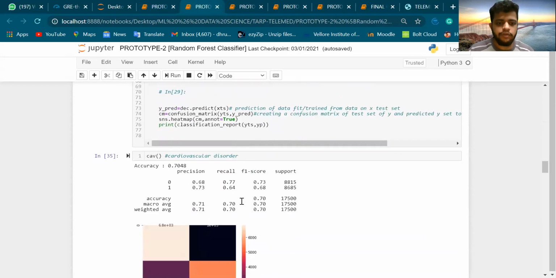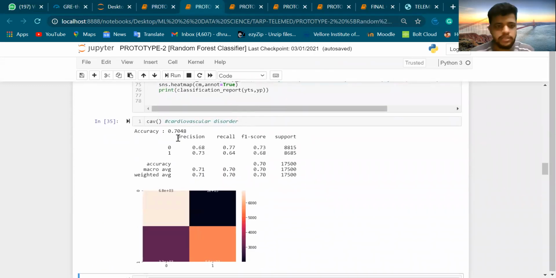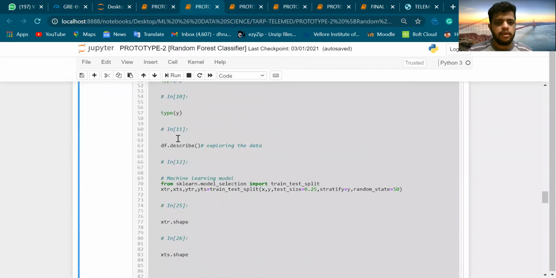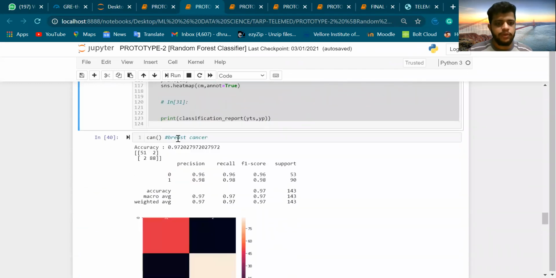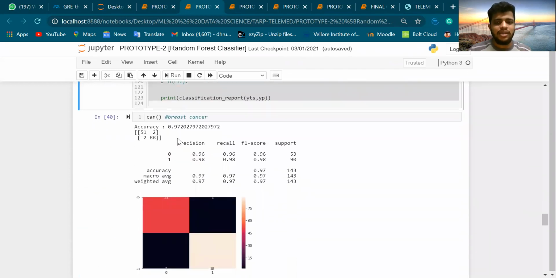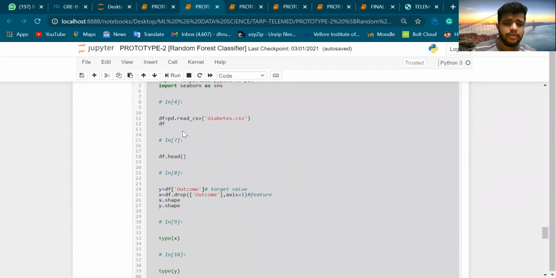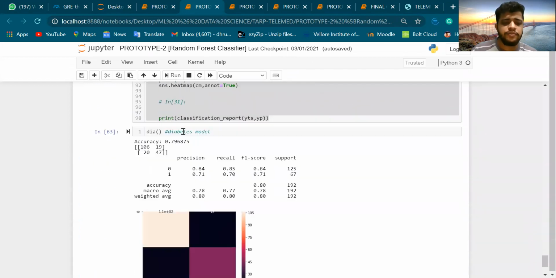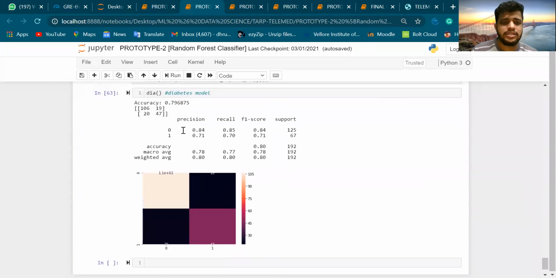Similarly, for the cardiovascular disorder, we gained 70%, though it is on par with logistic regression. For breast cancer, we have attained the highest ever recorded accuracy of 97.2%. For diabetes, we have recorded 79.6% accuracy.